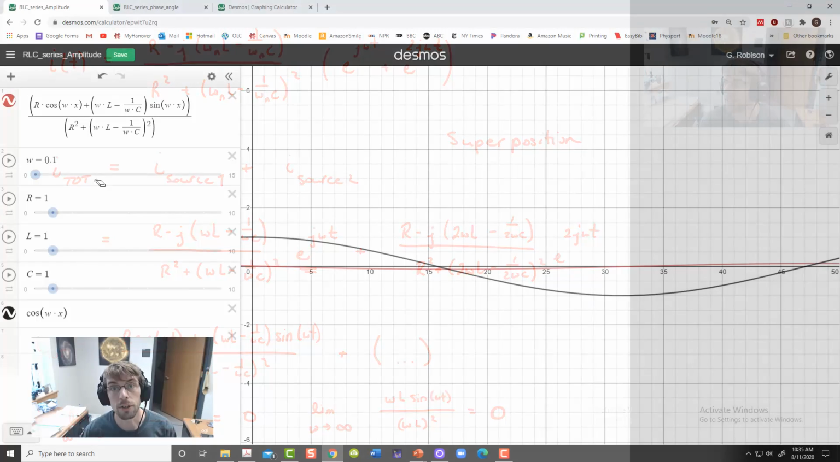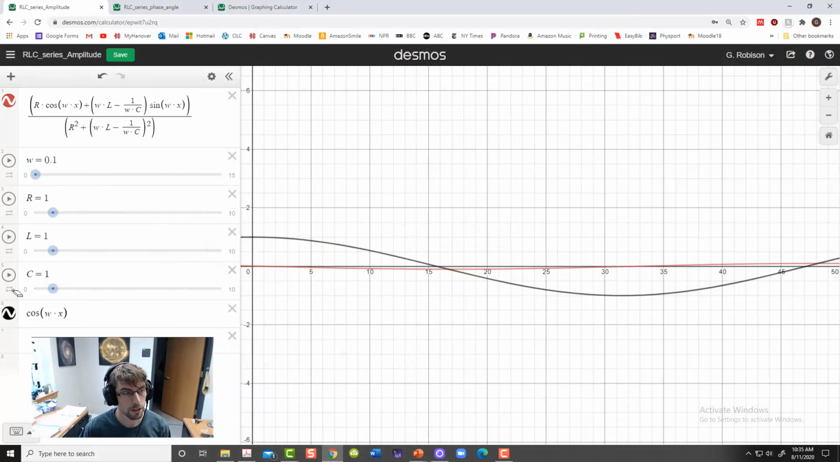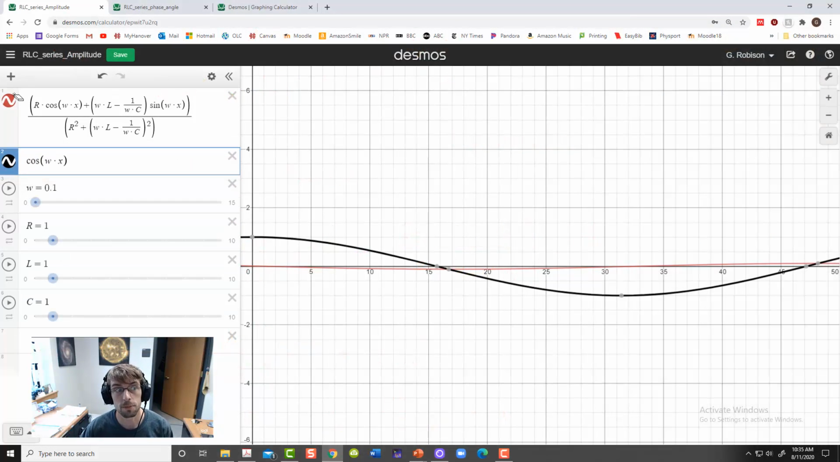Okay. So what I've prepared for you here is a graph on Desmos, and you notice that I have my current programmed in, R cosine of omega x plus R omega L minus 1 over omega C times the sine. That's represented by this red line here. And then I've also programmed in the black line, that would be my applied potential of the source. And notice I've programmed them both in terms of the variable omega, so we'll play around with what omega does.